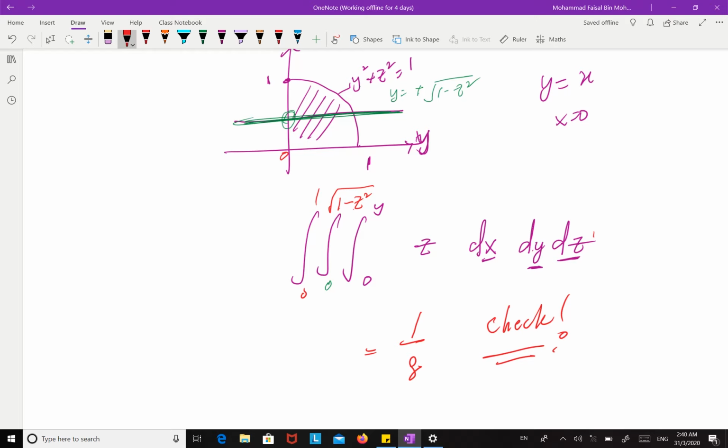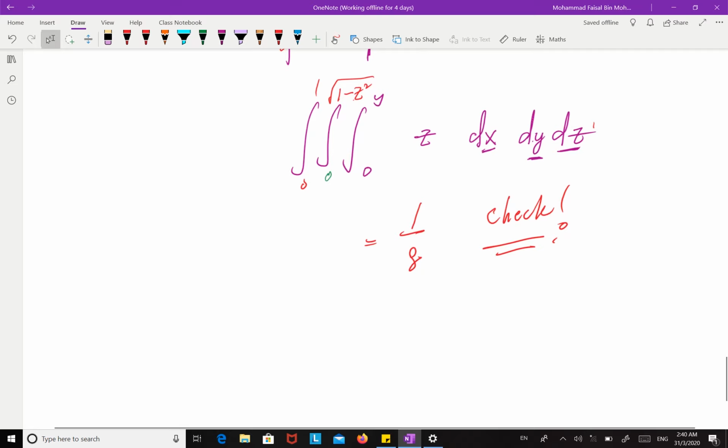Okay, you can see question 2. Limits are not directly given. They ask you to sketch the solid bounded by the graph of the given equations and express the triple integral of f(x, y, z) dV as iterated integrals in 6 different ways.